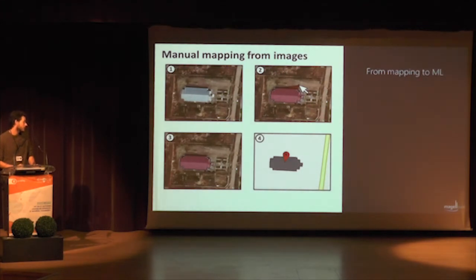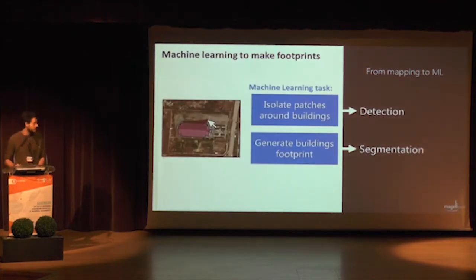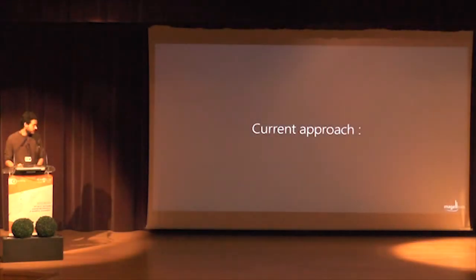So how does it work? Well, you need to start with manual mapping from images, like here, where you can see an image and it is labeled: you can see a building, roads, and the background. And the machine learning task is to detect the building, so to isolate where the building is, and produce a building footprint, which we call an image segmentation, where we can know which pixel is a building, a road, or anything. So how do we do it right now?